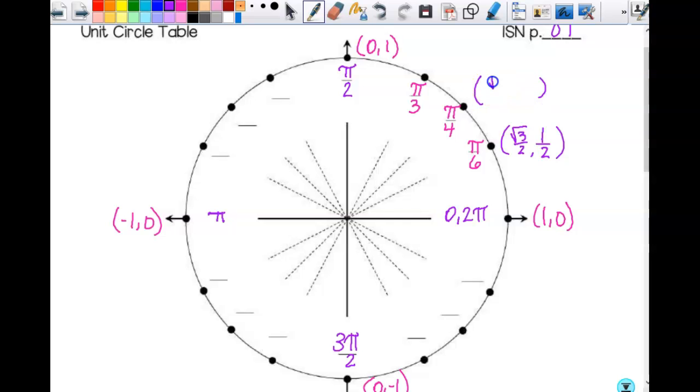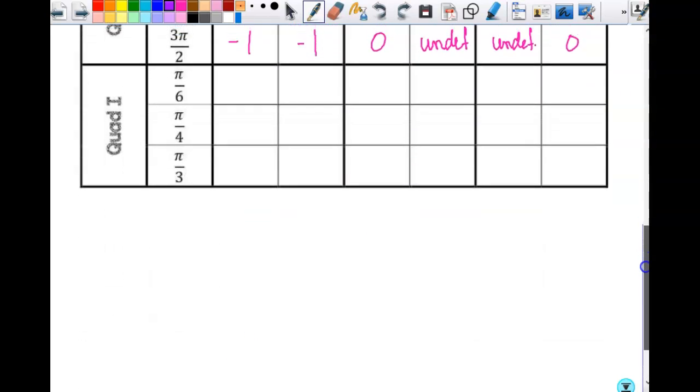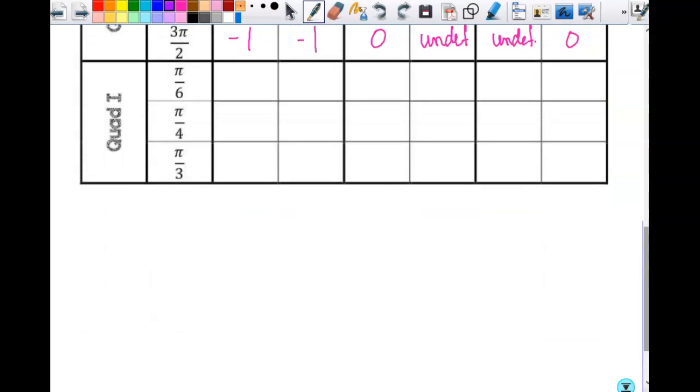Then pi fourths, square root of 2 over 2, square root of 2 over 2, and then this is 1/2, square root of 3 over 2. Okay. So we're all good with all those, yes? Okay. So then let's go back down here, and let's look at pi sixths. Okay, so sine of pi sixths. What's the sine of pi sixths? 1/2. So then cosecant, which is the reciprocal, is what? 2. No big deal, right?